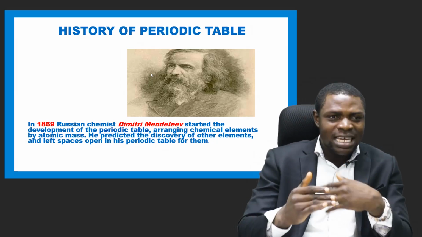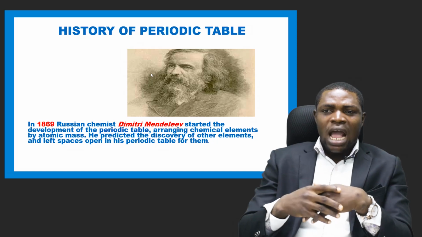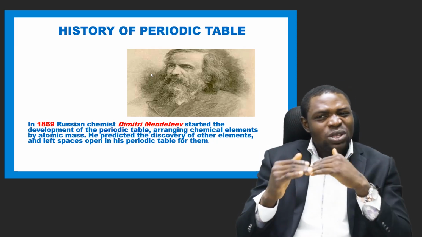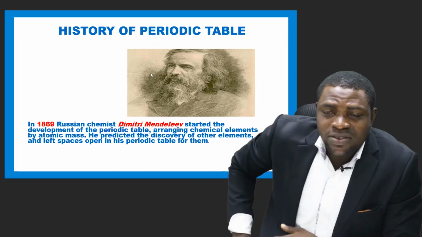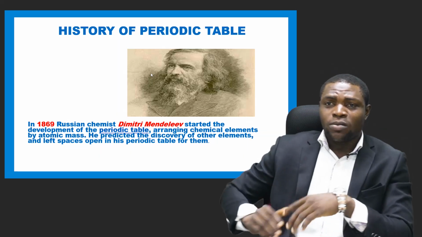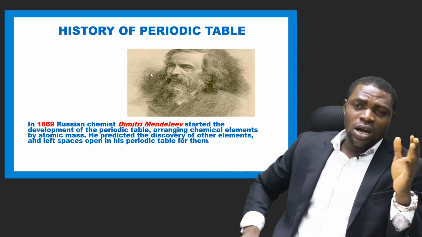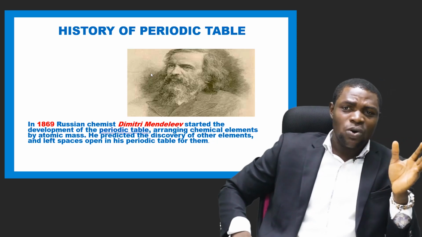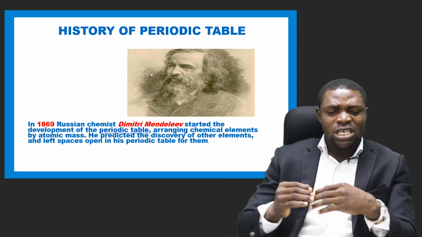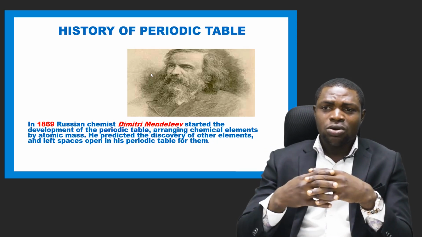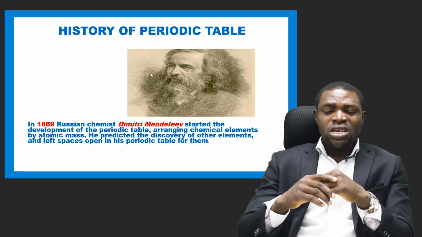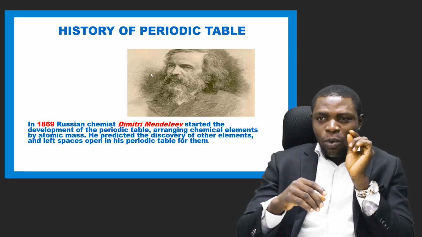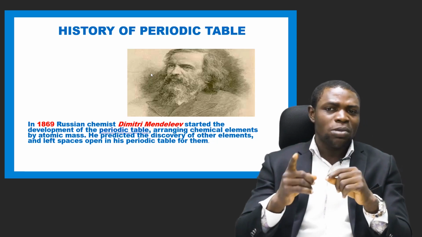He investigated different elements and then he arranged them according to their chemical property by atomic mass. Please listen here. I've seen these questions in so many past WAEC, JAM and NECO questions, and you see students making mistakes, not being able to know. Now, I say that the arrangement is based on their chemical properties and then by the atomic mass.